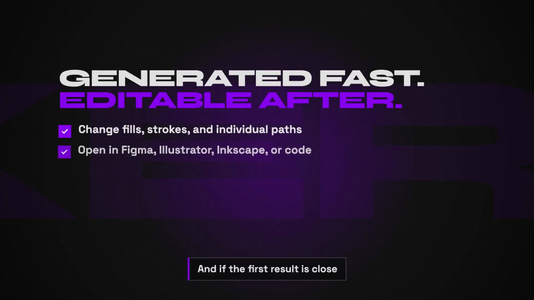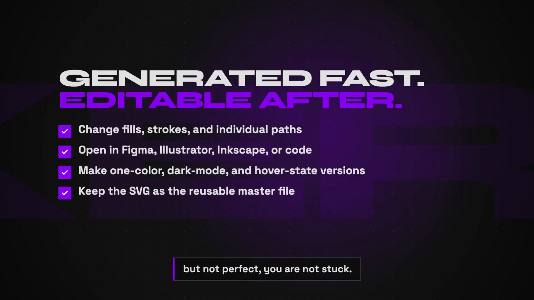And if the first result is close but not perfect, you are not stuck. Open the SVG in Figma, Illustrator, Inkscape, or a code editor. Change the color. Remove a detail. Make a one-color version. Adjust the paths. That is the whole advantage of creating a vector first.